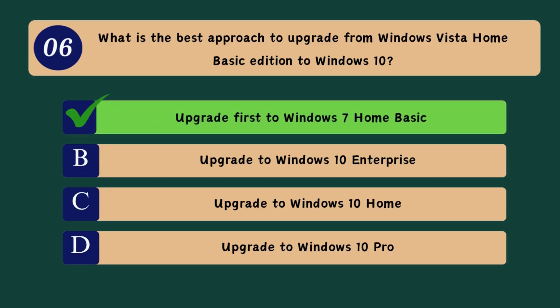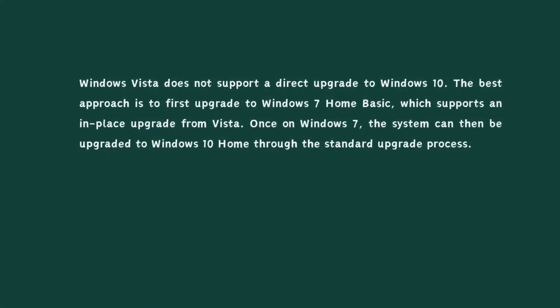Correct answer: A. Upgrade first to Windows 7 Home Basic. Windows Vista does not support a direct upgrade to Windows 10. The best approach is to first upgrade to Windows 7 Home Basic, which supports an in-place upgrade from Vista. Once on Windows 7, the system can then be upgraded to Windows 10 Home through the standard upgrade process.